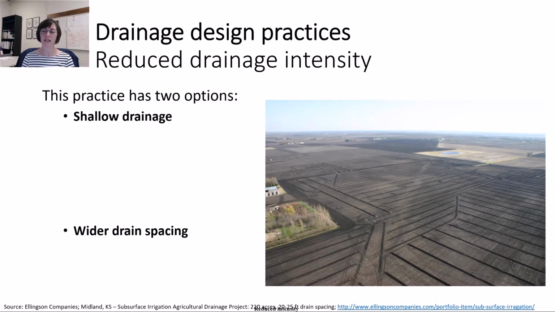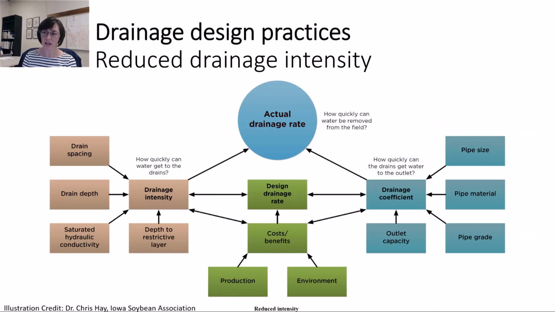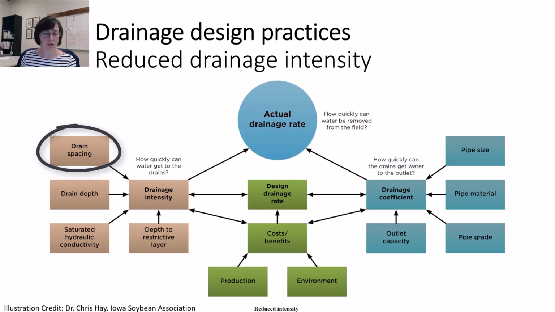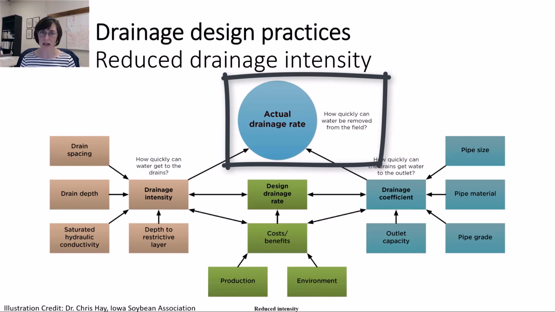As I mentioned before, drainage intensity has greatly increased over the past years. While the drainage design coefficient might be the same as we've always used, for example, maybe 3/8 inch per day or 1/2 inch per day, the drainage intensity of new drainage systems being installed has relatively increased. This is mainly because we're installing drain pipes at narrower and narrower drain spacings. That plays into drainage intensity rather than drainage coefficient. But of course, both drainage coefficient and drainage intensity play into the actual drainage rate, or the actual rate that water is able to leave the field through our drainage system.